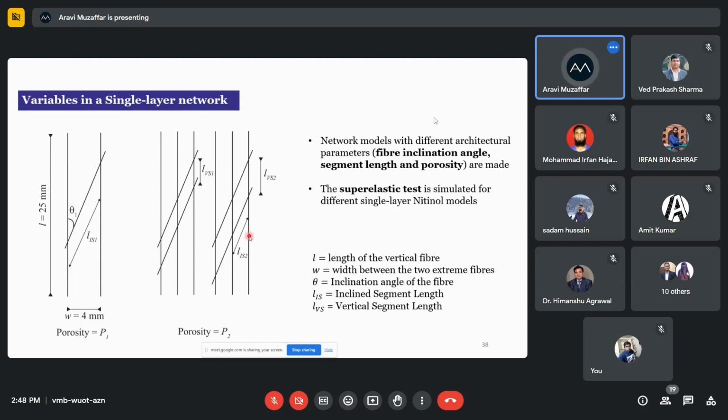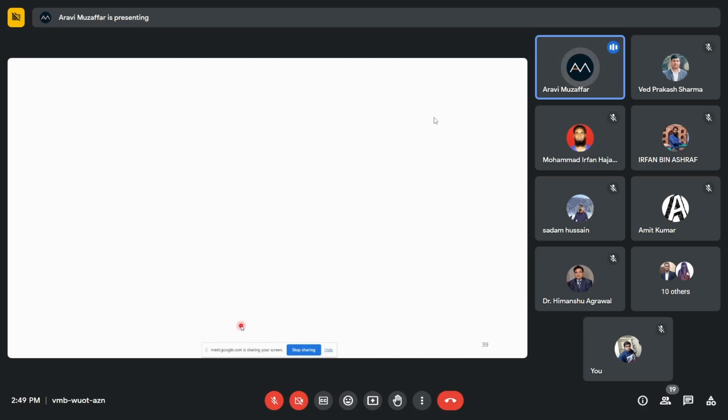So there are many variables. For example, we have porosity, we have the vertical segment length, that is the vertical length between 2 inclined segments, and the inclined segment length, which is the horizontal length between 2 vertical fibers. Then we have the inclination angle of the fiber that we are going to take. All these things, what length we are going to take, what width we are going to take, what will be the corresponding porosity, have to be modeled to see the effect of all these parameters.